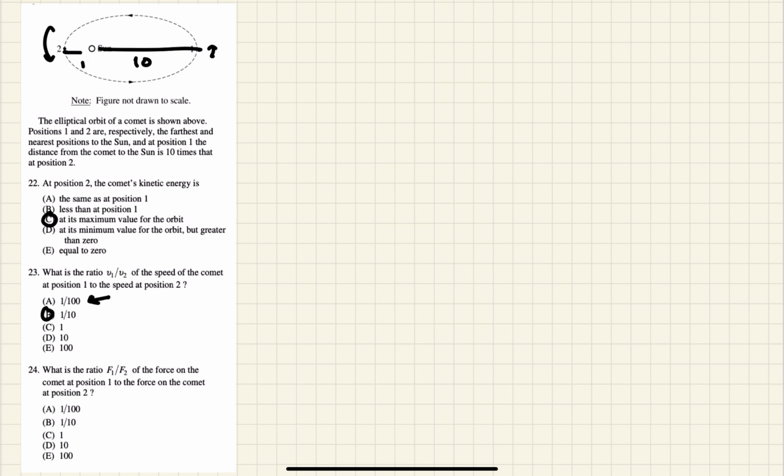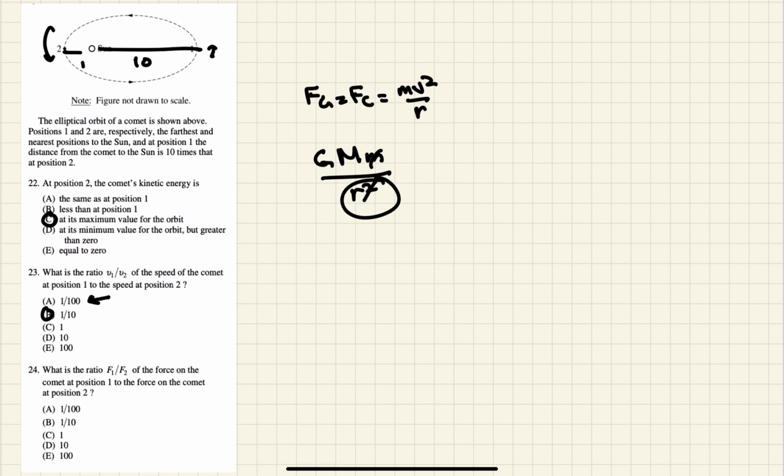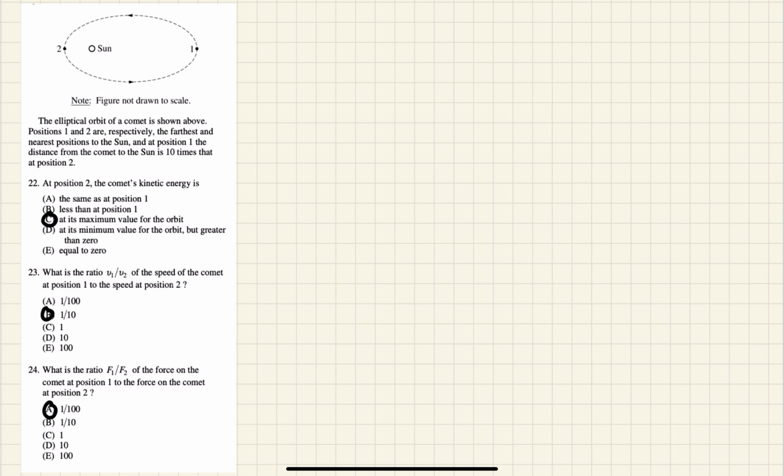And then for 24, it's the ratio of forces. We can kind of use the same logic here, but just with the forces. We don't have to deal with the velocity, right? And so this is based on the square of the radius, and so it's going to be 1 over 100. The radius was 10, so the square of the radius is 100. And so the ratio of the forces would be 1 to 100. All right. Last few questions here.